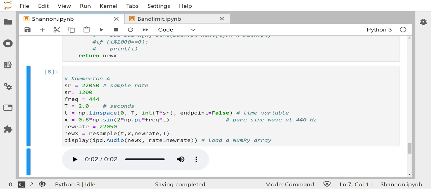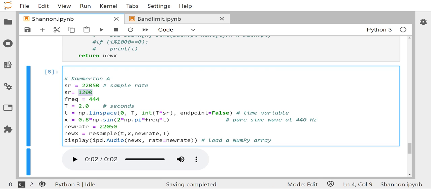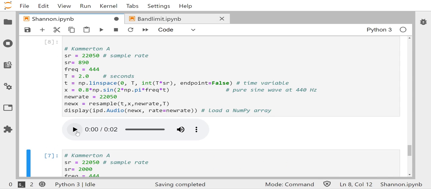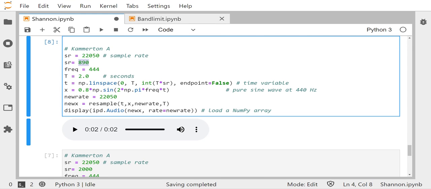And that's okay, because the frequency of Kammerton A is 444 hertz, and my sample rate was 1,200. So the minimum rate would be 888, so that's okay. So the sound should not even change if I take it as something like 890. So let's hope. I'm not completely sure. I think I didn't try this. Yeah, the sound doesn't change, right? I hope so. I have no perfect ears, but 890 is perfectly okay.